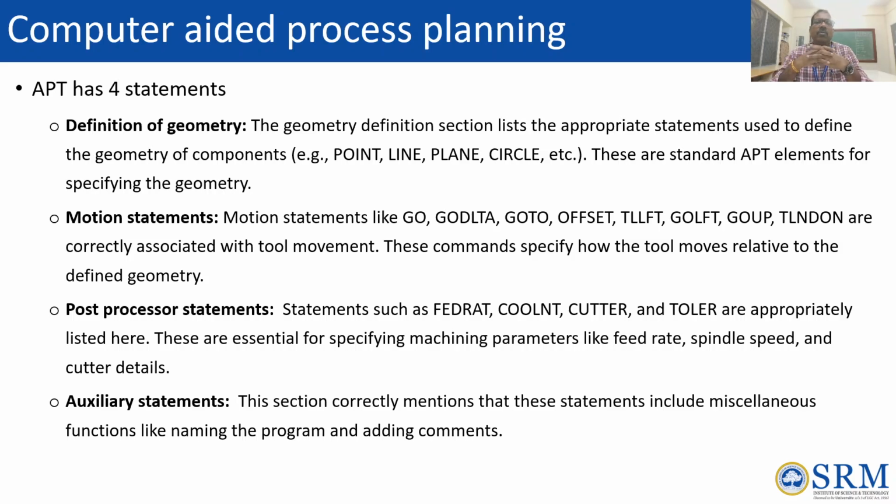Again, we can set the statements or define the statement for motion control, like how the tool should go from one place to another place. GODLTA, DLT, means go delta. It's in the sense of tool position only, but relative position. GOTO in the sense of absolute coordinate system. Go delta means relative position, and go to is the absolute, and offset, tool left, go upwards, tool down. That is the short form of the statements.